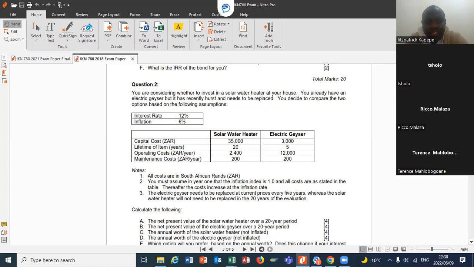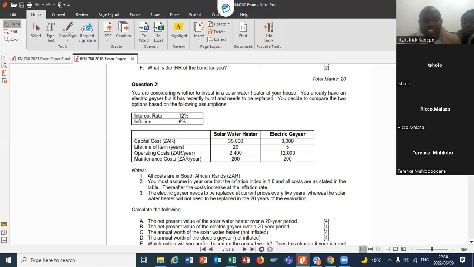So this is where, in year 1, if your inflation index is 1, there is 100%. In year 2, it will equal 1 times open bracket 1 plus your inflation on top, which is the 6%. Then you grow it up to, is it 20 years or 5 years, if you are looking at the electric geyser? Okay, because I think that's why the tricky part was. So I guess then what you do?